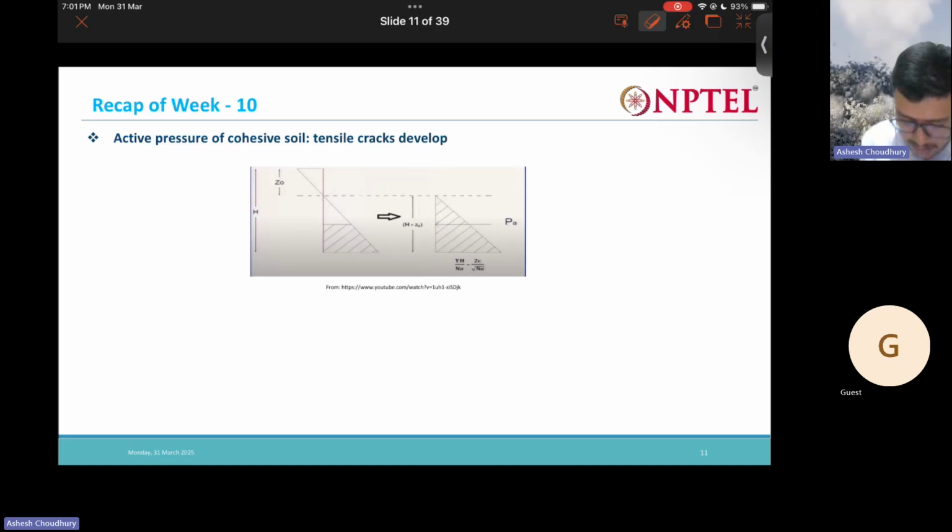So this is what I have given when tensile cracks develop. That means when cracks develop, this area will give my PA, the active thrust. And when they do not develop, only this area will give. So this is tensile cracks develop, and this is tensile cracks do not develop.